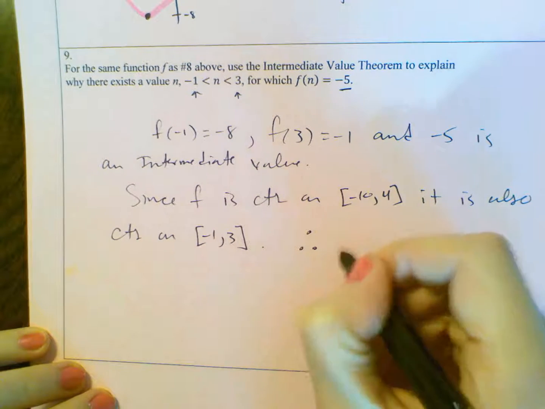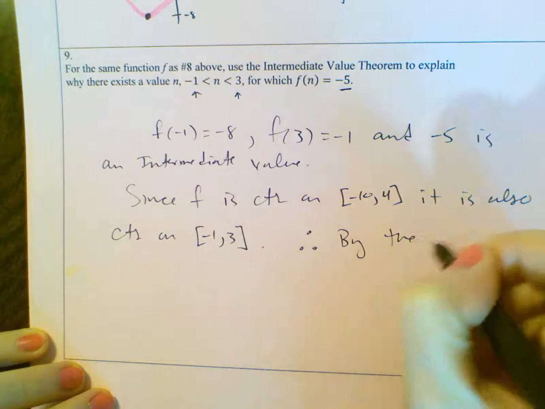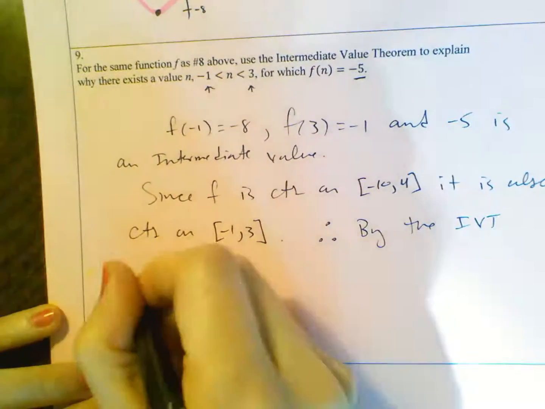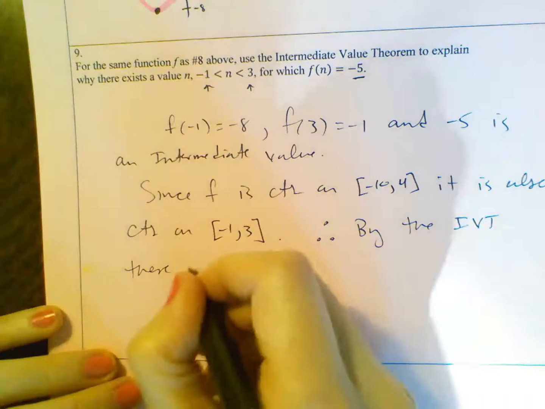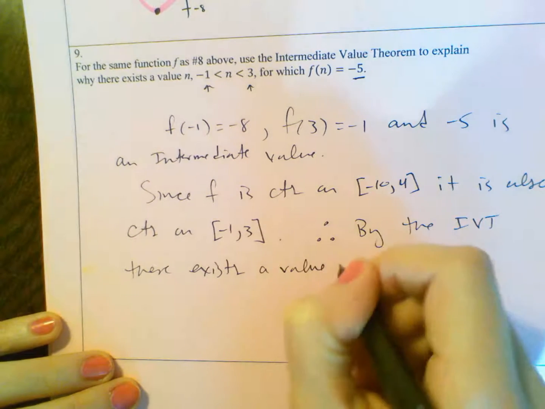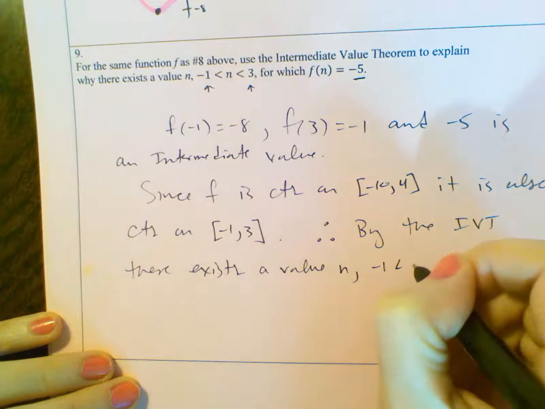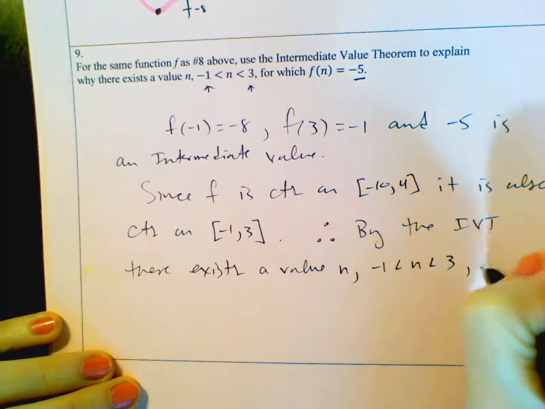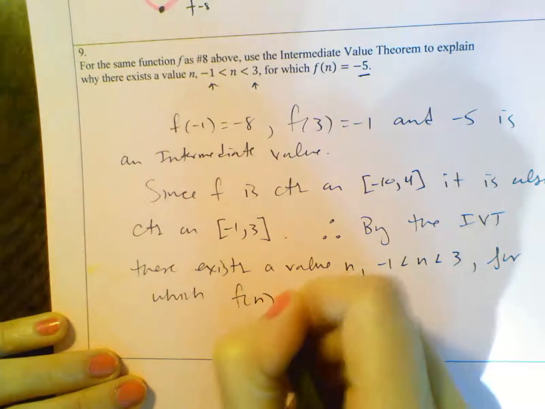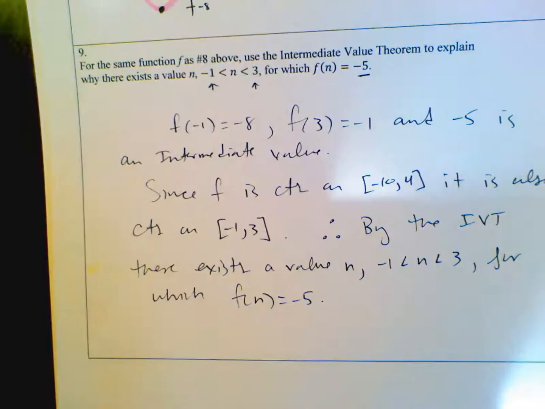Since f is continuous on that, it is also continuous on that. And then I'll say, therefore, by the IVT, there exists a value n for which f of n is -5. Okay, so there it is.